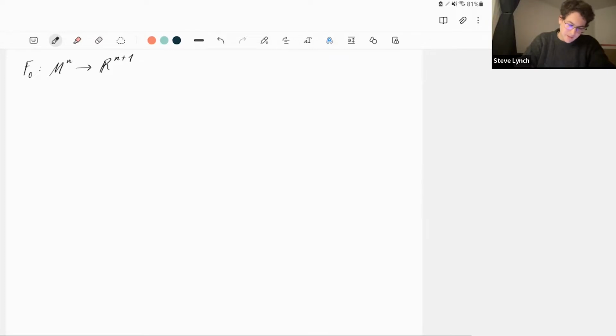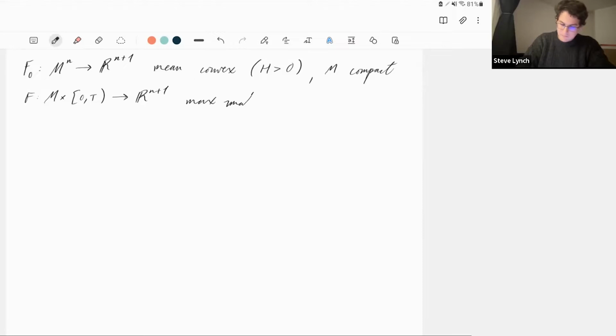So I'm going to begin with an immersion, which has positive mean curvature. So it's mean convex, meaning H is positive, and this M is a compact smooth manifold. And then let F be the maximal evolution of this immersion by a mean curvature flow. Okay, so this family of immersions solves this evolution equation where nu is the unit normal. And I want this to agree with F0 at the initial time.